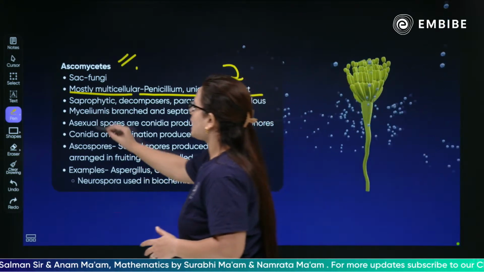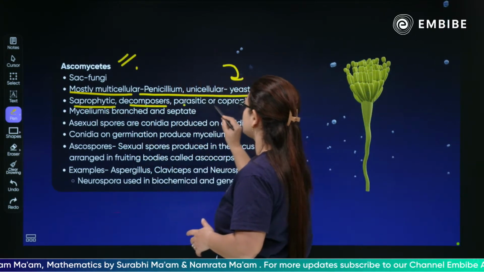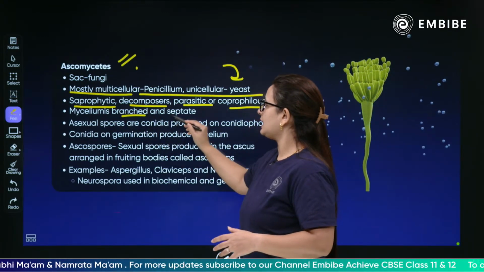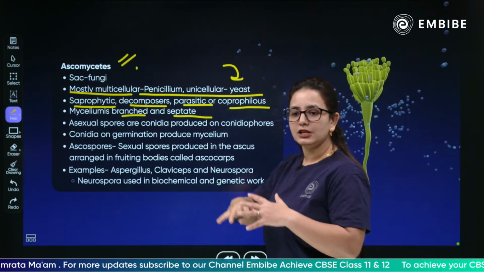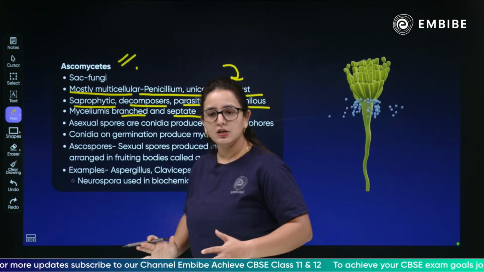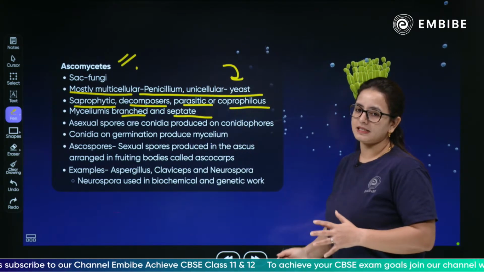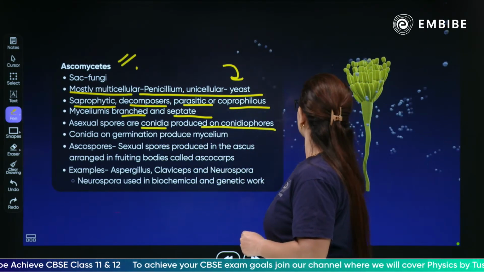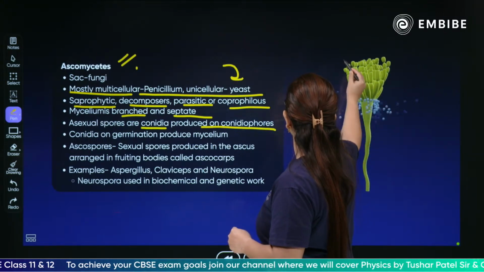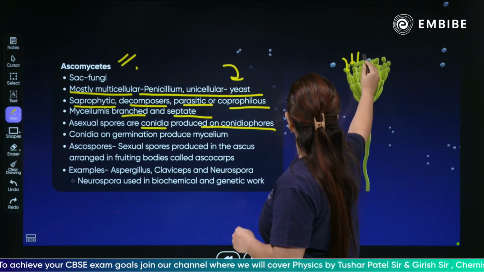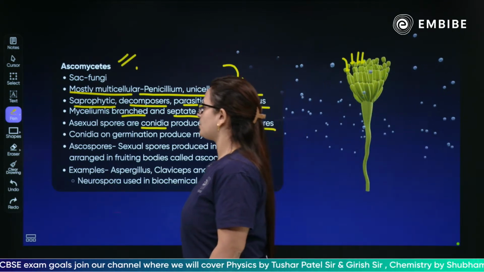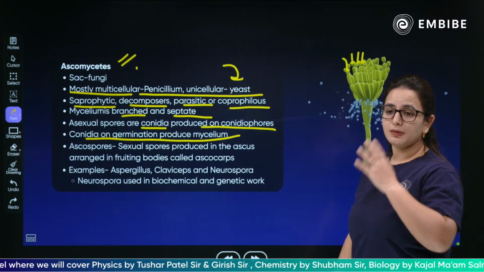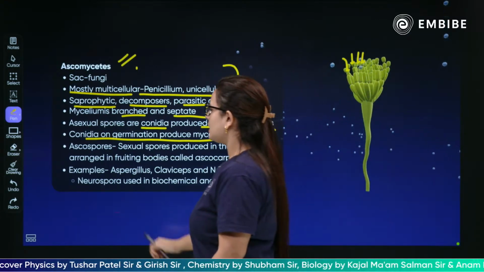They are typically saprophytic, decomposers, parasitic, or coprophilous. The mycelium is branched and septate. Branched means they show branches, and when they have separations, they are called septate mycelium. Asexual spores are conidia produced on the conidiophores. Children, these are the asexual spore structures, the conidiophores, producing spores called conidia. Conidia on germination produce mycelium.